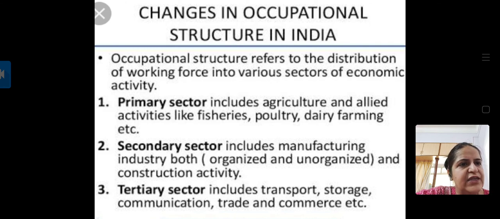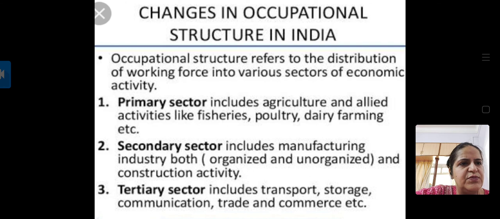Secondary activities include manufacturing of cars, televisions, mobile phones, industry, both organized and unorganized. Construction activity, constructing something, building, also comes here. The tertiary sector includes transport, storage, communication, trade, and commerce.